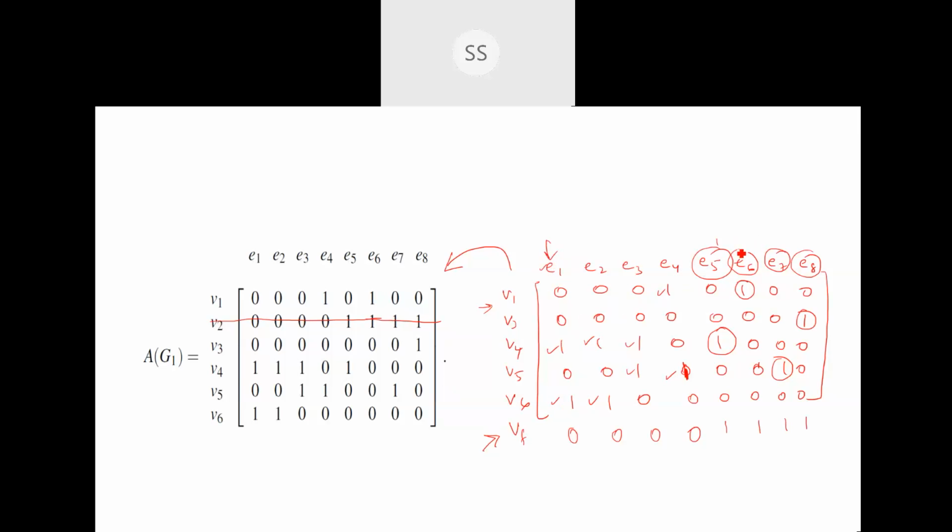Now, when I checked my E5, E6, E7, E8, I found that there was only one edge, the edge was only connecting one particular vertex. It was not connecting the other. So I hope you have understood what the reduced incidence matrix is.